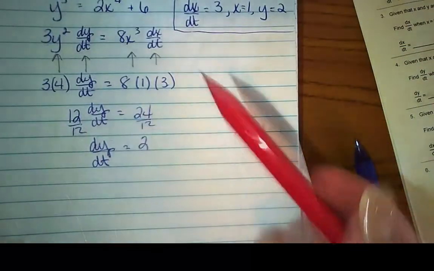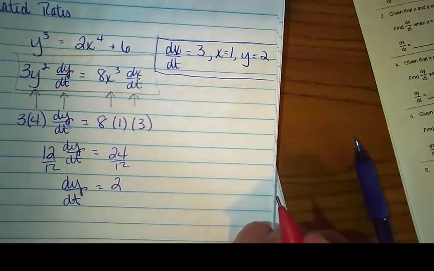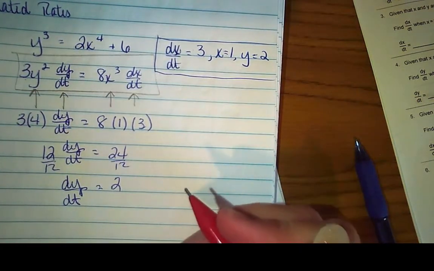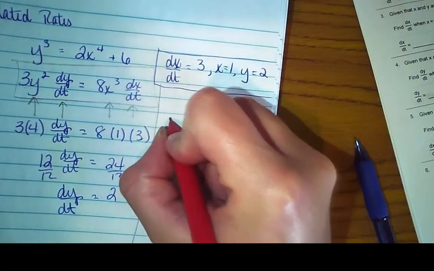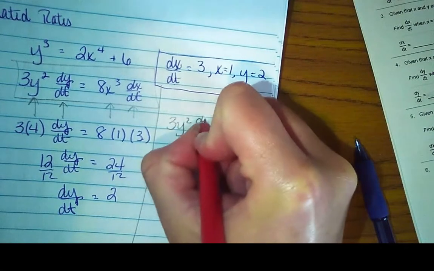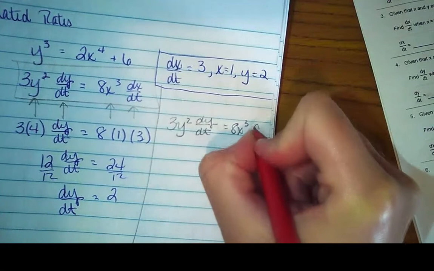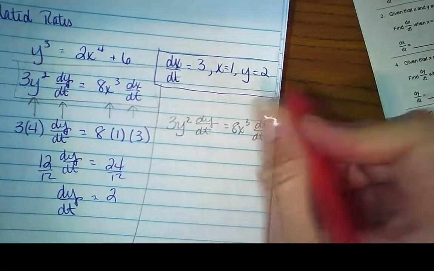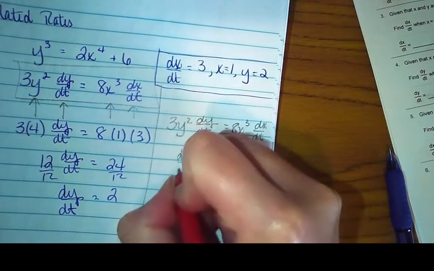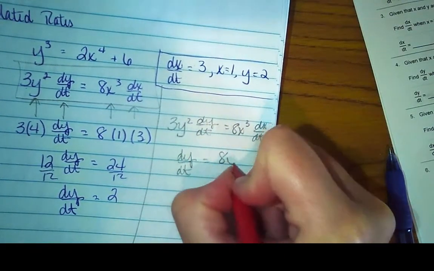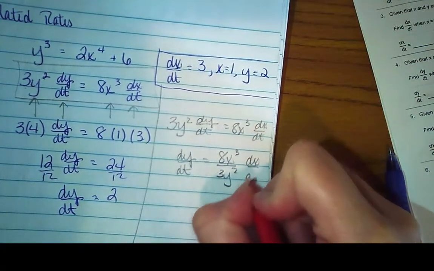Here's one. All right, come back up to this part for just a second, because if I had asked you to solve for dy/dx, which is what we were doing before with just implicit differentiation, I would have 3y squared dy/dt equals 8x cubed dx/dt. I would divide both sides by 3y squared. So I've got dy/dt equals 8x cubed over 3y squared dx/dt.